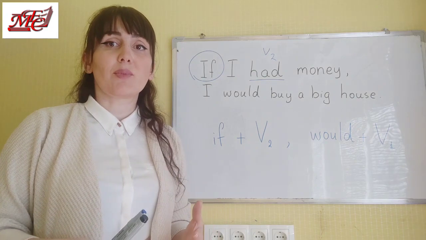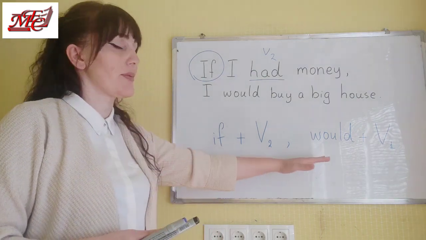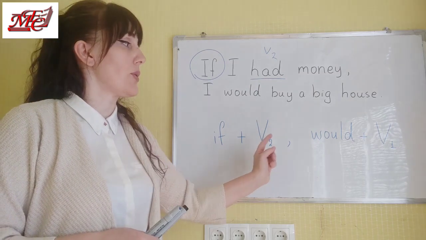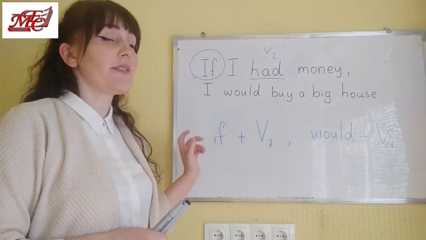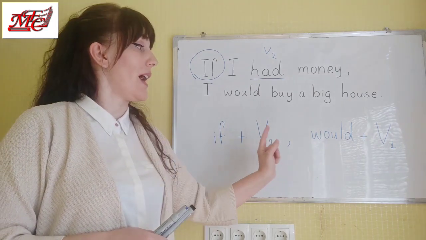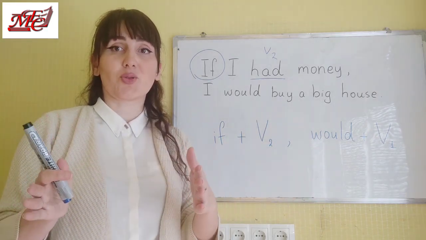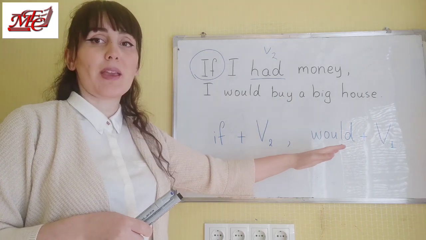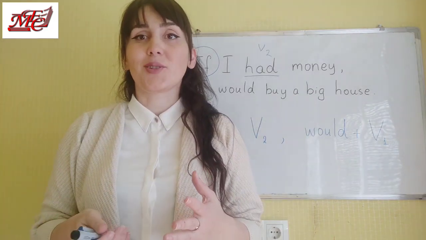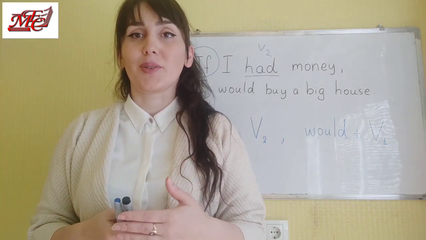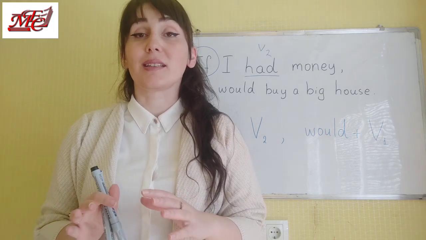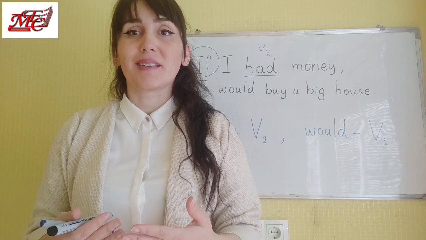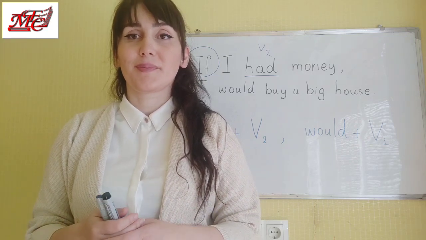Now let's give some more examples according to this form. If my husband had time, we would travel together. If I had the opportunity, I would travel in your country. If I were free in the morning, I would go swimming. Now let's practice together. I'll try to help you. I'll ask you some questions and you answer them. If you had money, what would you buy?